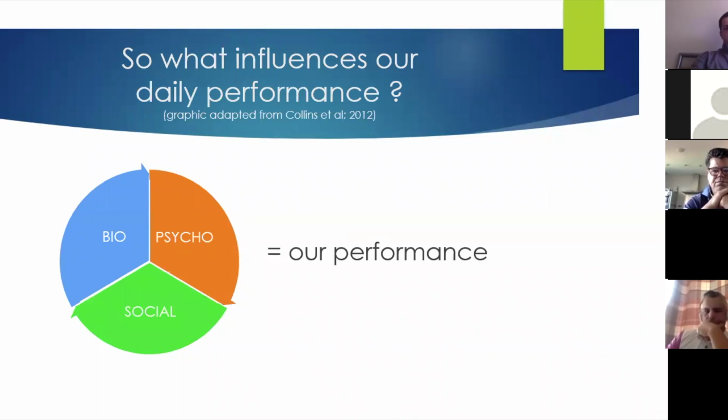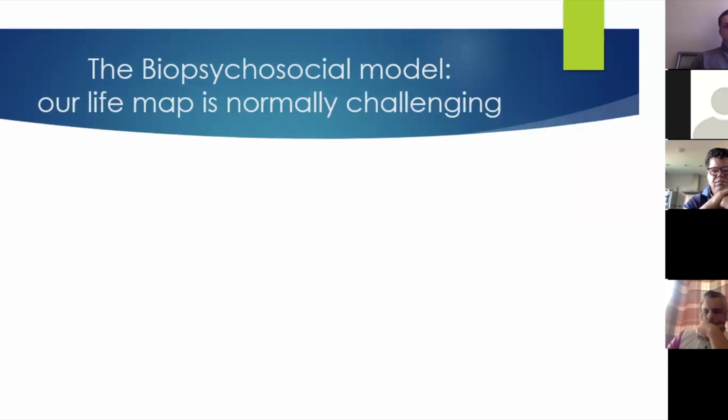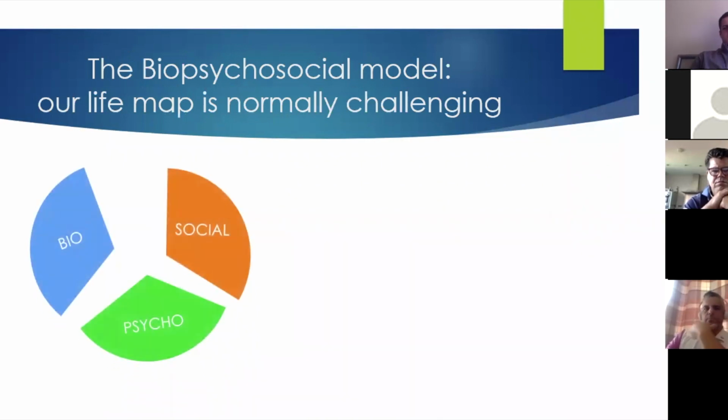So what we're really talking about, this kind of circle, that circle is what we call the biopsychosocial model. It's our life map. And it normally looks like this. It's never perfect.